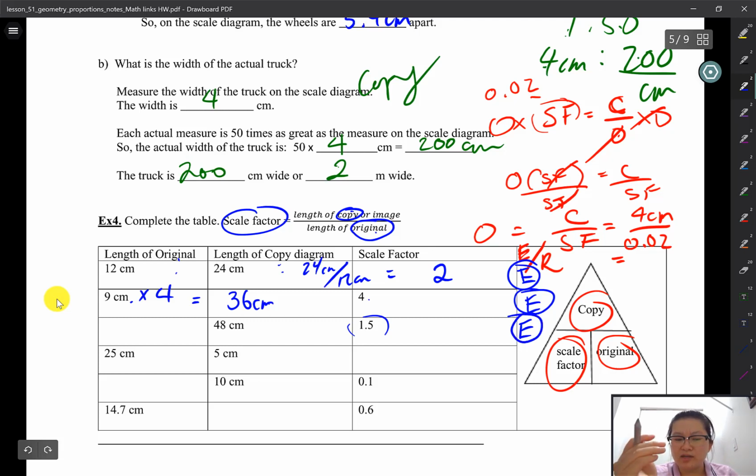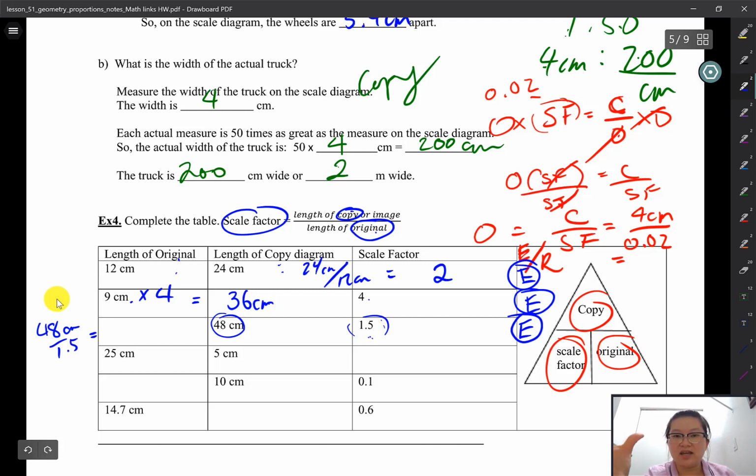But now I have the copy, okay? So my copy is going to be bigger. My original is going to be smaller. So I need to take my copy and divide it by this big number, a number greater than 1, to get my smaller original. So this is 48 centimeters divided by 1.5.